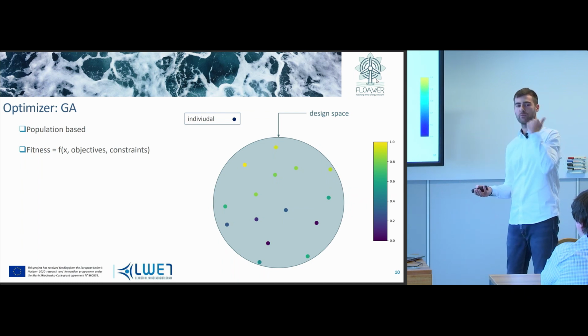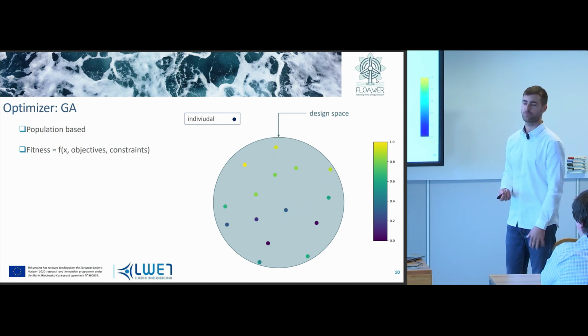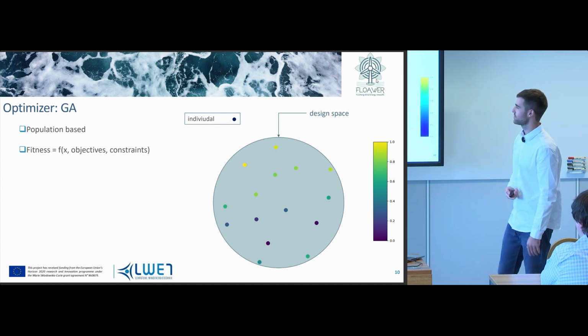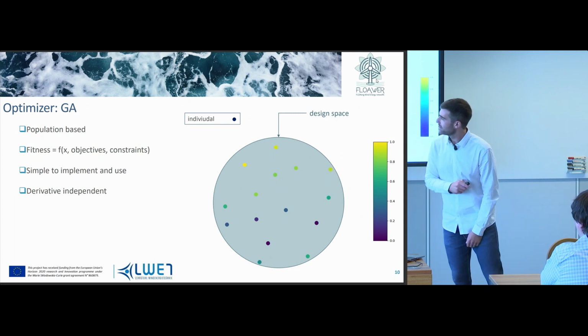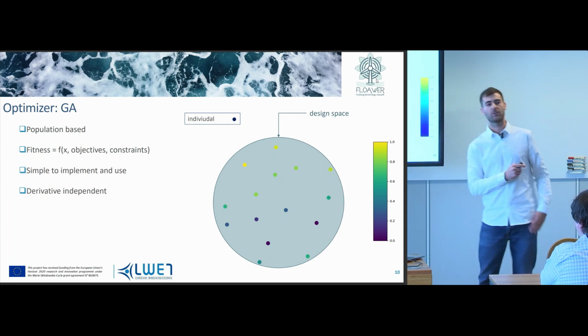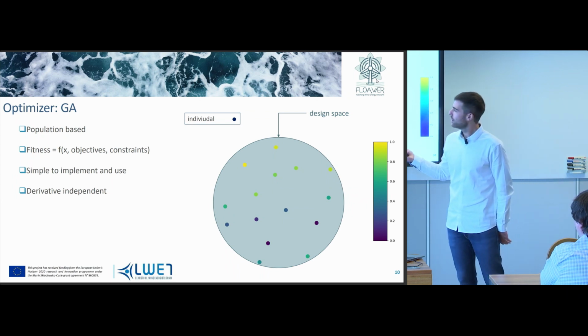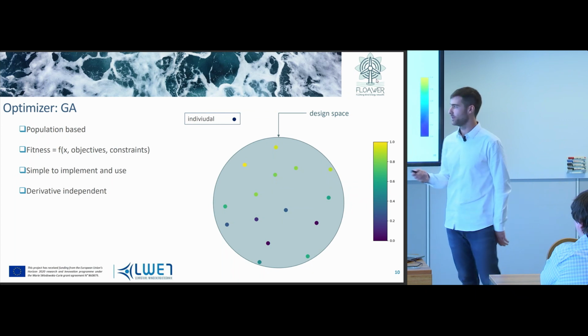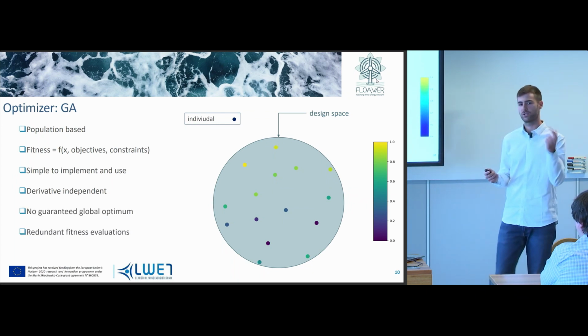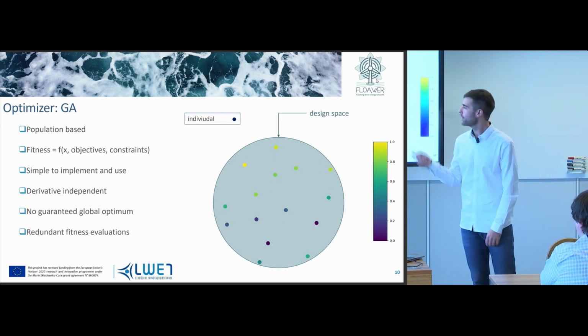Remember that we use the mass of the substructure, so the lower the mass, the better the fitness will be for a potential design. It's nice to use a genetic algorithm because you don't need derivatives. So you can kind of close your eyes and say, okay, let's go for optimization. It's simple to use and implement. It also has some drawbacks, which I will go over later.